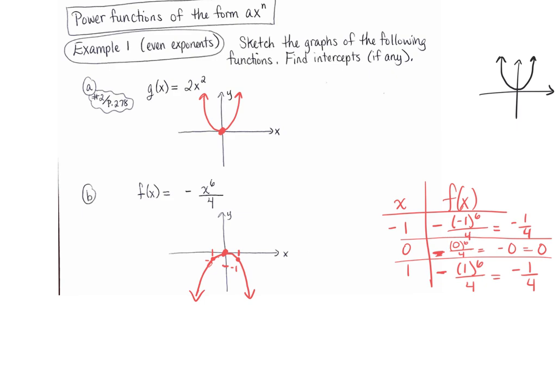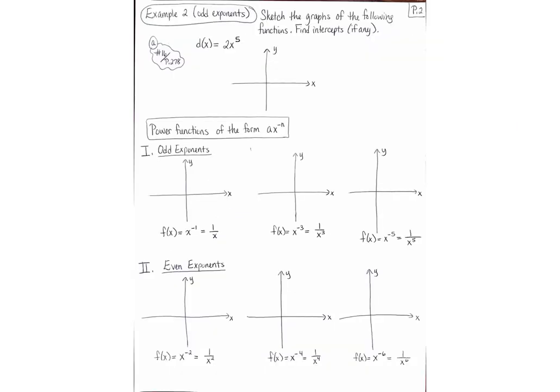Okay. All right, so let's continue. Let's look at an example that has odd exponents. So you saw in the case of even exponents, the shape of the graph was that of a parabola, facing up, and in this case, facing down.